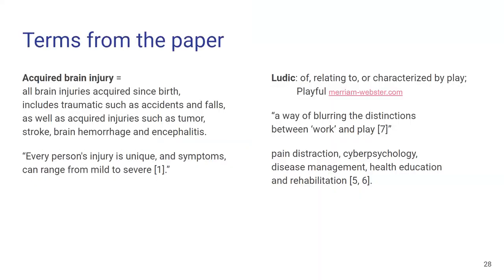Two specific terms from the paper, one of which is acquired brain injury. This is technically a medical term, but it is relatively self-explanatory. It's all brain injuries that have been acquired since birth. It can include traumatic ones, car accidents, falls, sports injuries, as well as injuries that result from, for example, a tumor or stroke or brain hemorrhaging. The main focus in this area was stroke, as it's one of the most common. However, even with stroke injuries, every person experiences different symptoms and can have very different continuation and rehabilitation requirements after the fact.